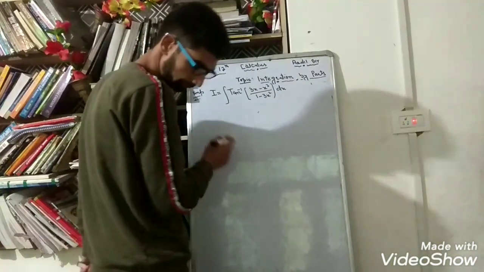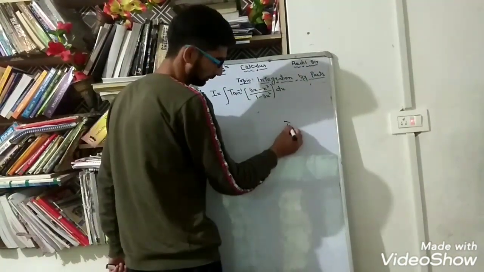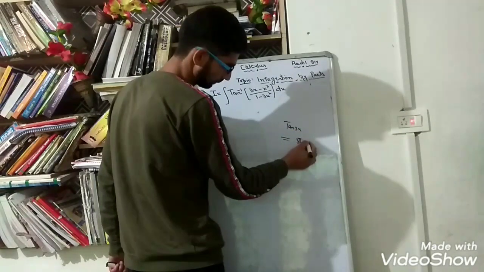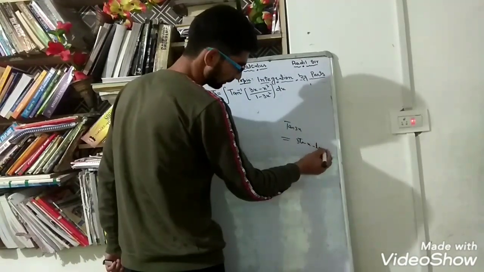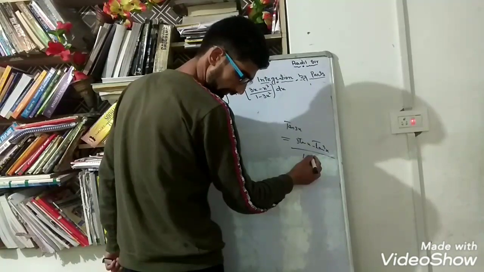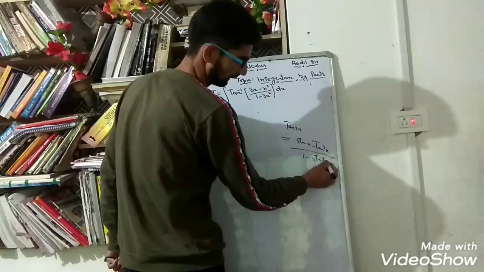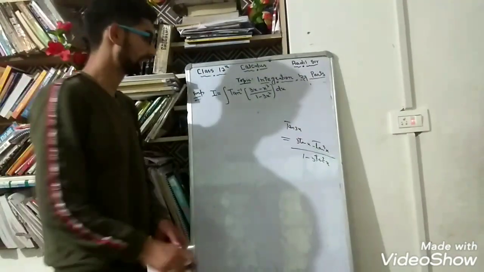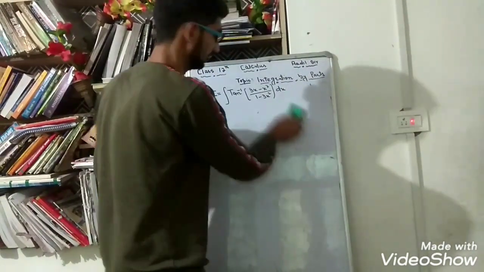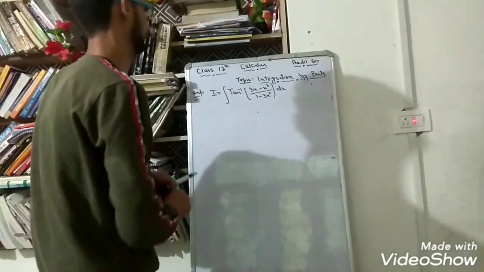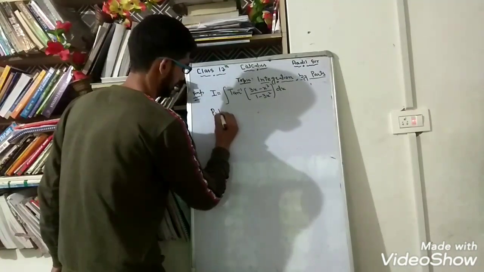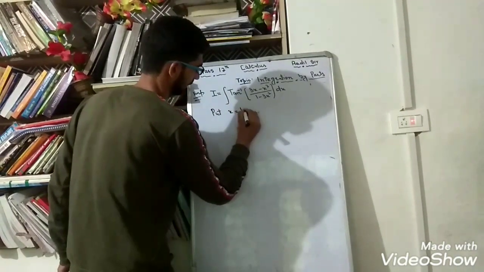You must be aware of the formula, beta. tan 3x is equal to 3 tan x minus tan cube x divided by 1 minus 3 tan square x. This is our formula of tan 3x. So we will try to make this as tan 3x. So here I will put x as tan theta. Put x is equal to tan theta.